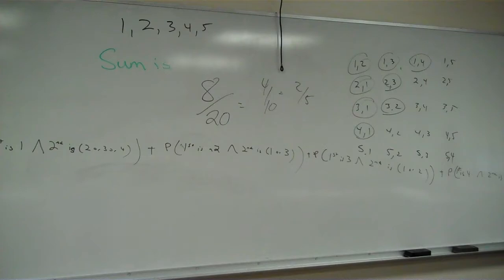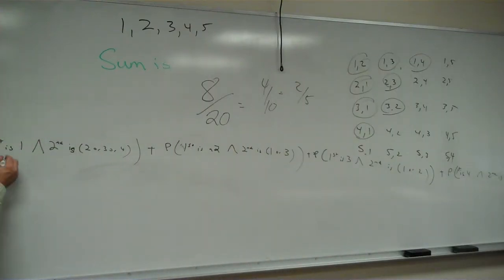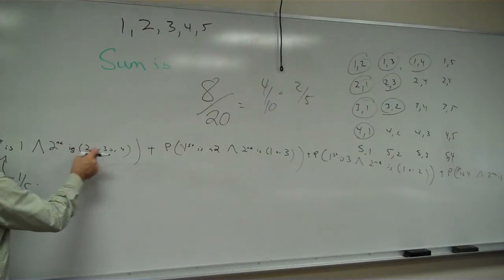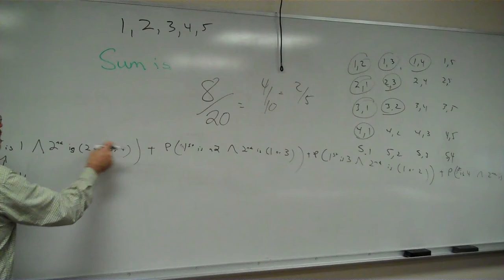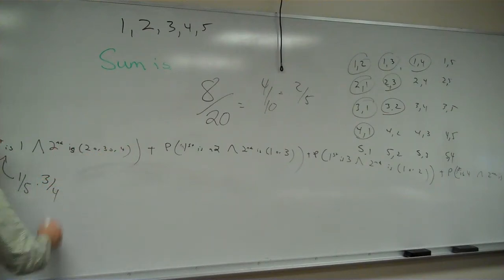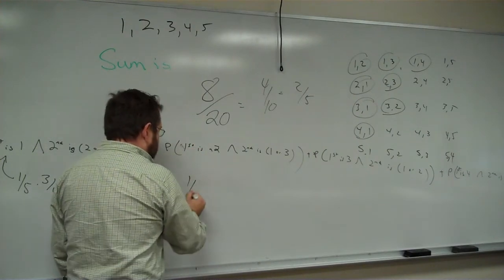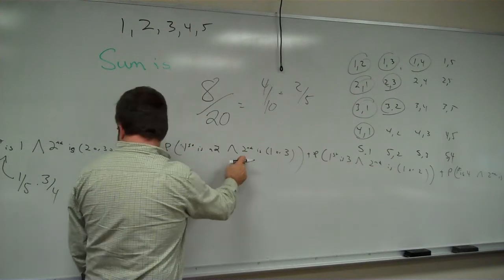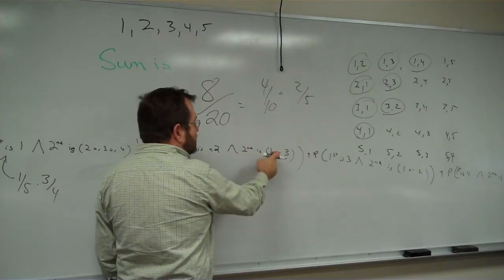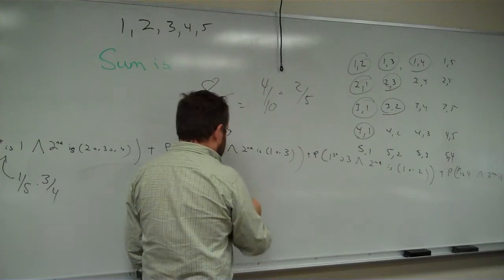Don't get me wrong, this will all work out to 2/5, just like the other one did. Because it's going to be the probability that the first is a 1, which is 1/5, times the probability that the second is a 2, 3, or 4. Well, there's 4 cards left, a 2, a 3, a 4, and a 5, so that's 3/4. Plus the probability that the first is a 2, and the second is, okay, there's 4 cards left, and we want either the 1 or the 3, so that's 2/4.